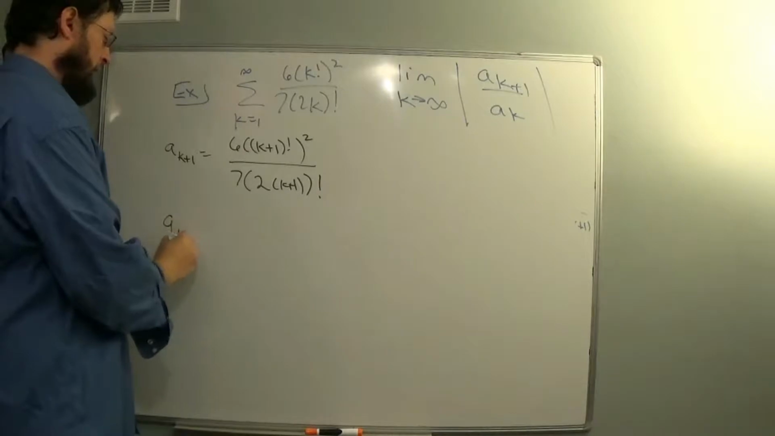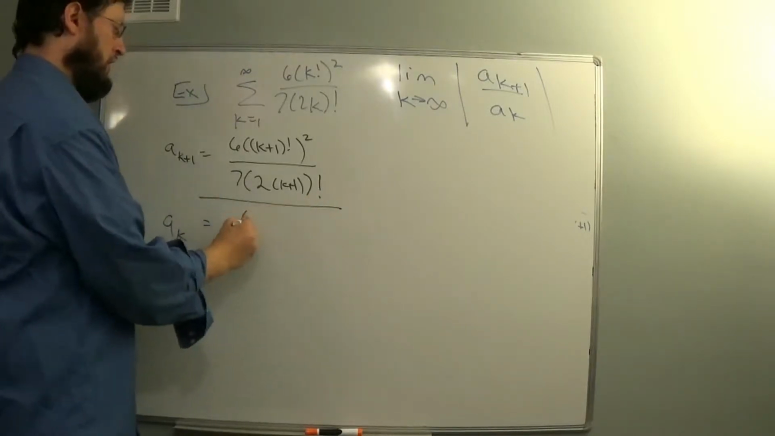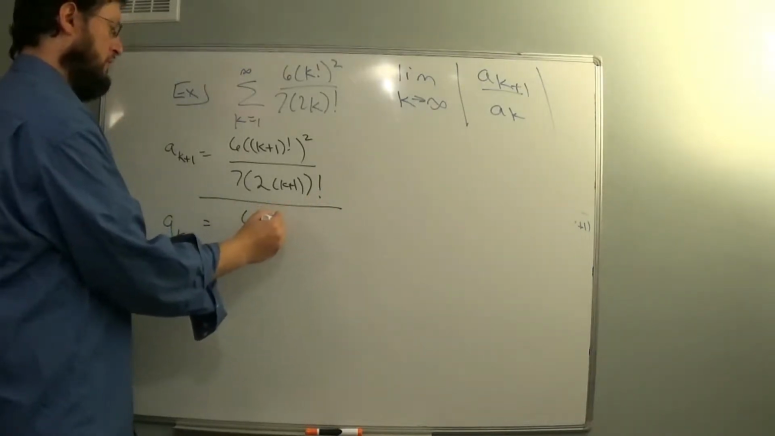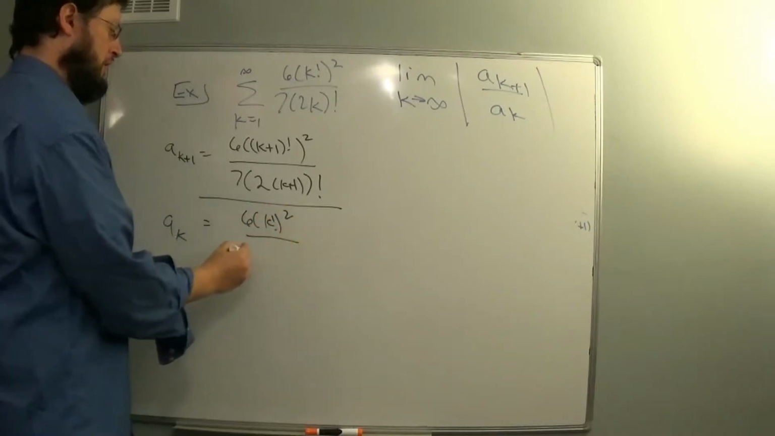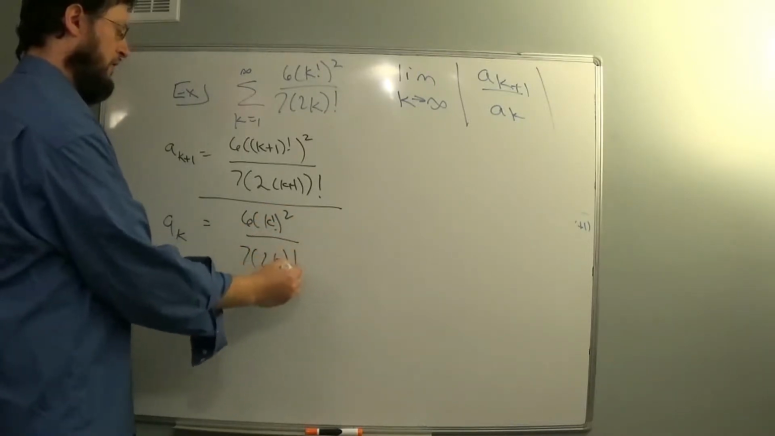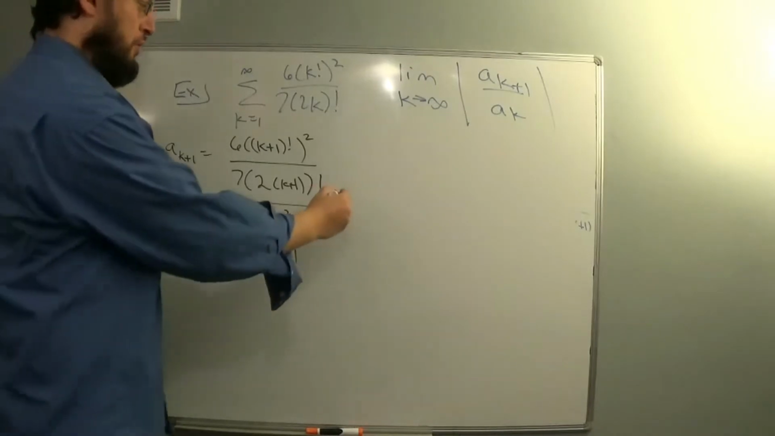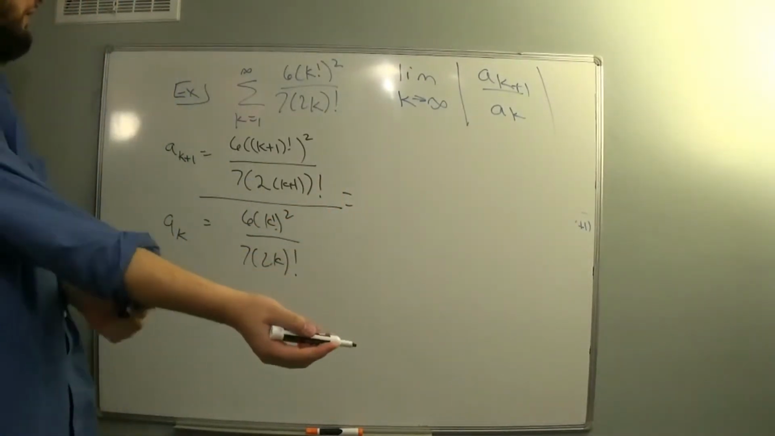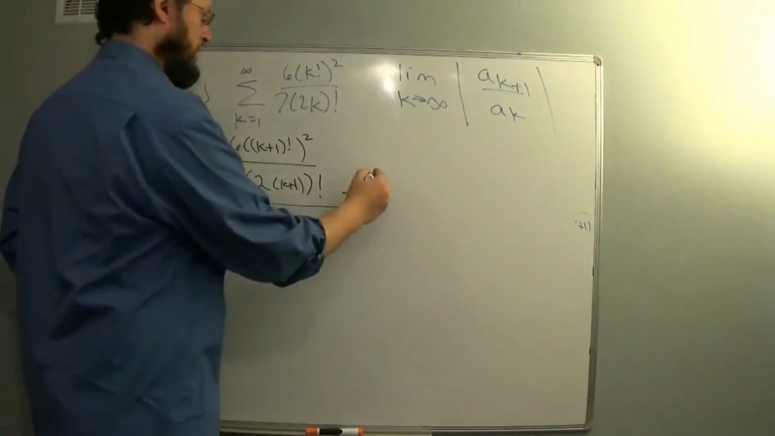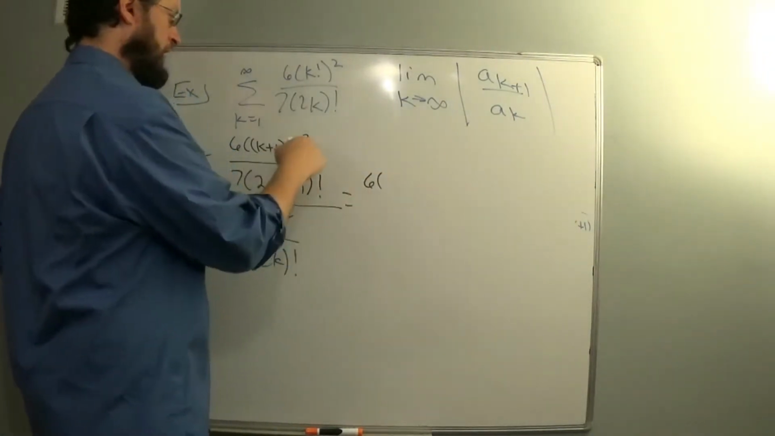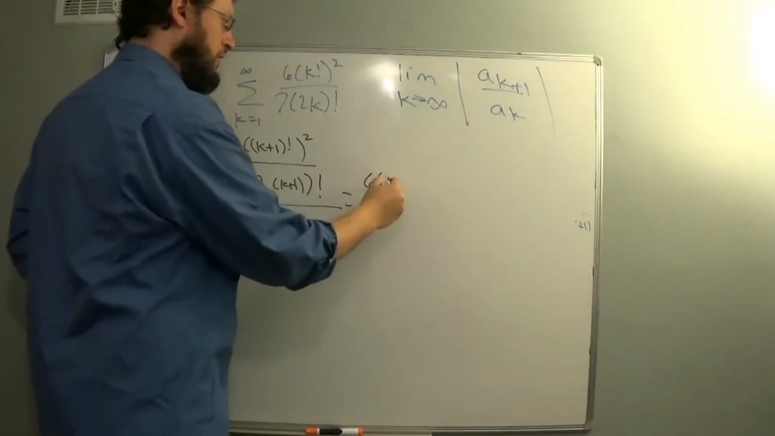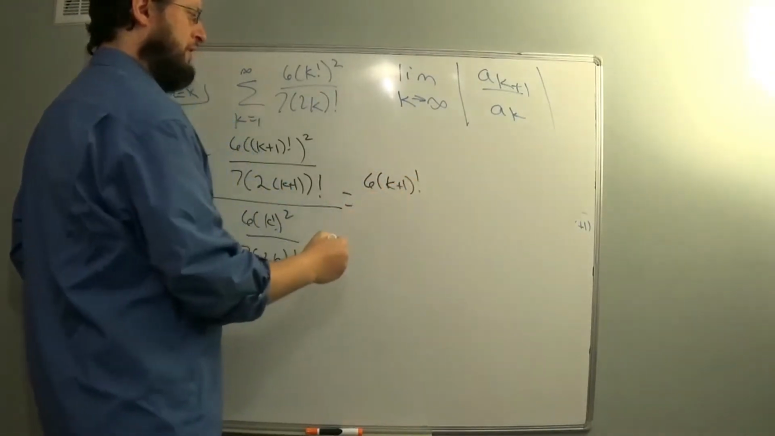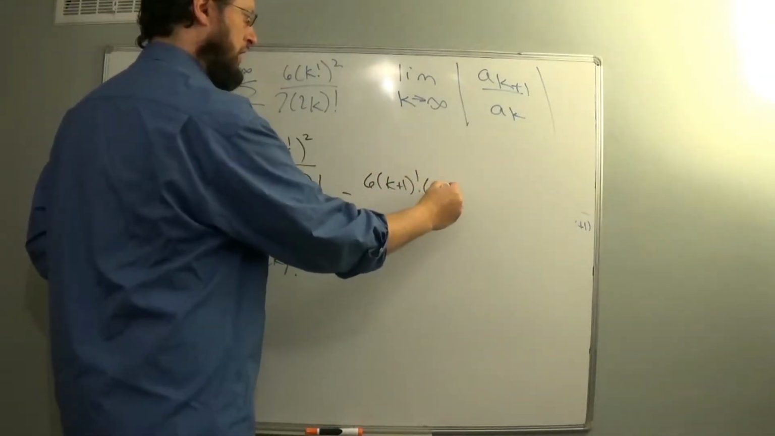a_k is just (6k)! squared, 7 (2k)!. So we multiply by the reciprocal, as always. And then we're going to have to be a little careful with our algebra here. So this is 6, that's ((k+1)!) squared. We're going to write it as (k+1)! times (k+1)!.